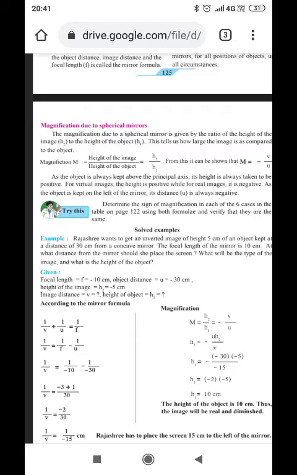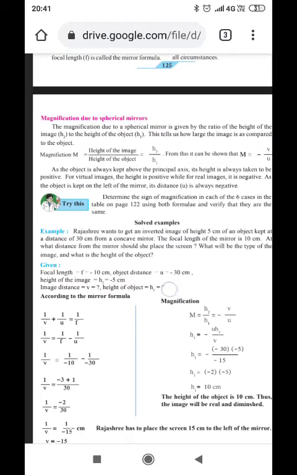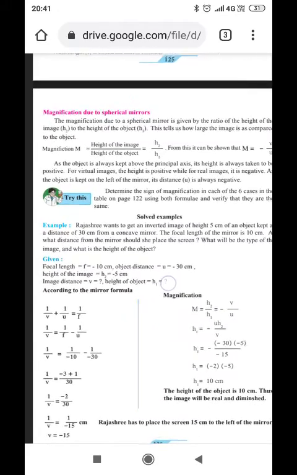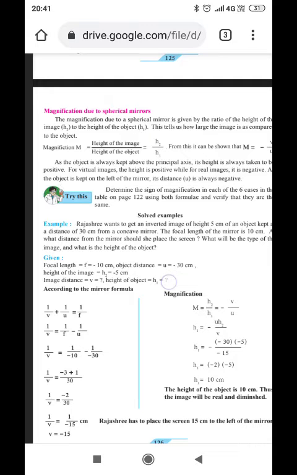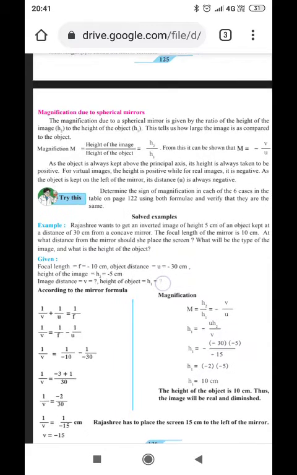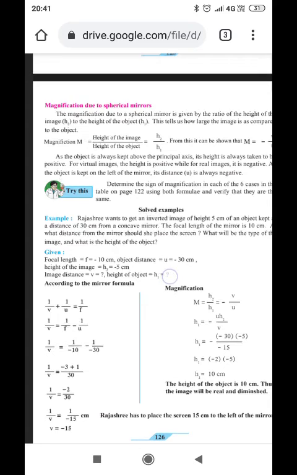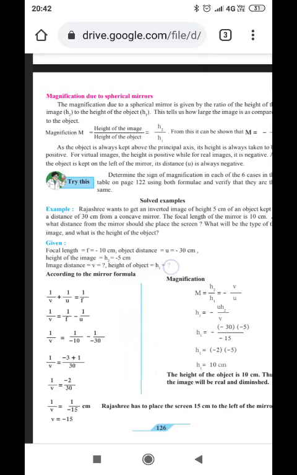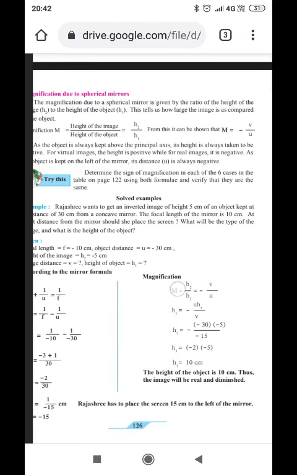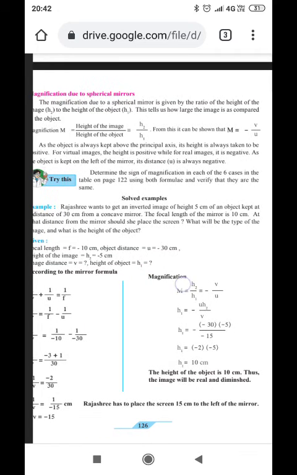The magnification due to a spherical mirror is given by the ratio of the height of the image to the height of the object. The height of the image is represented by the letter H2 and the height of the object by the letter H1. This tells us how large the image is as compared to the object. So magnification is represented by the capital letter M, which equals H2 upon H1, the height of the image upon the height of the object. From this it can be shown that M equals minus v upon u.